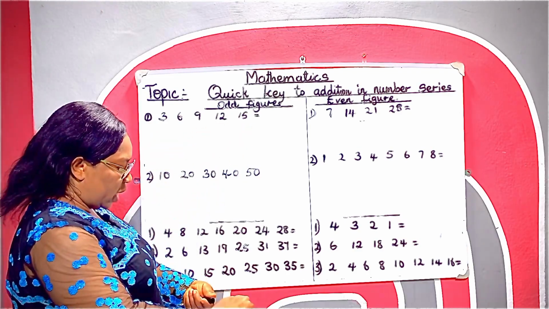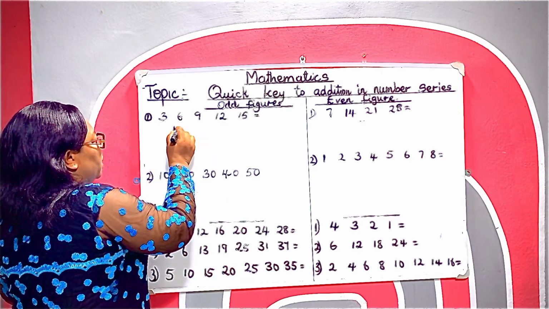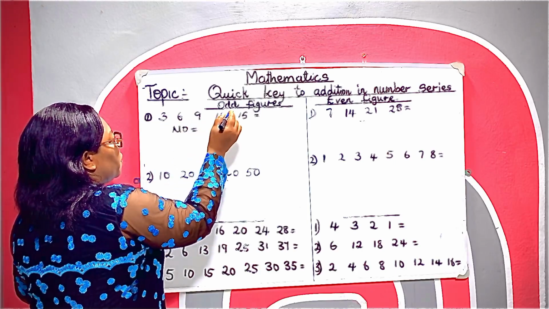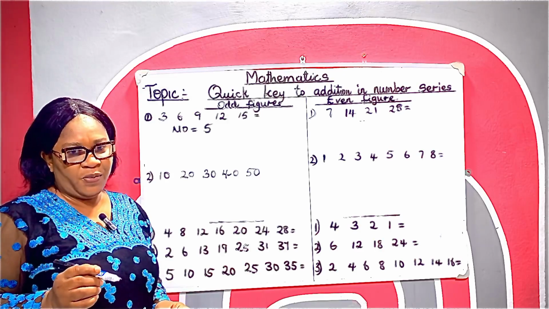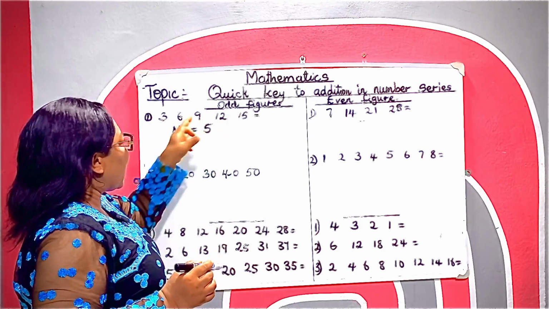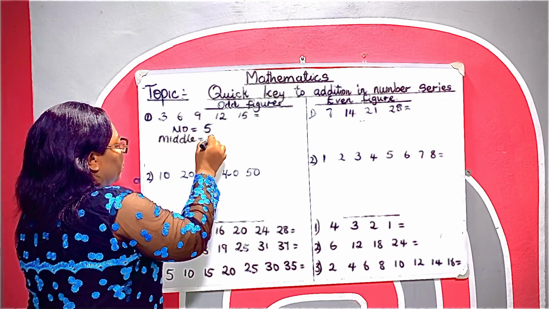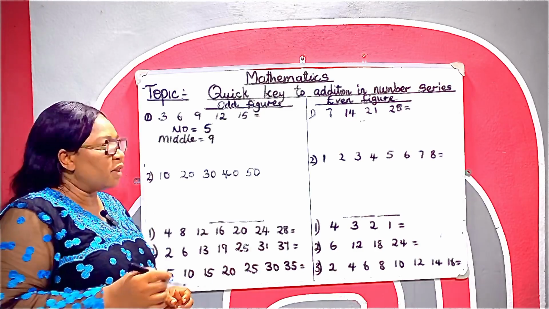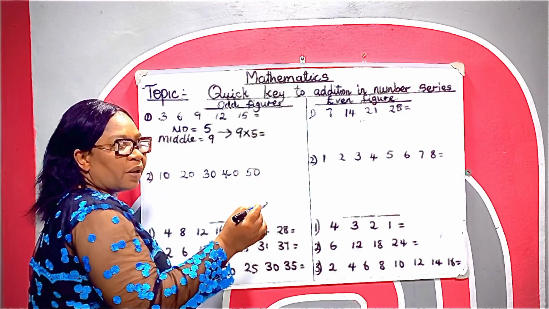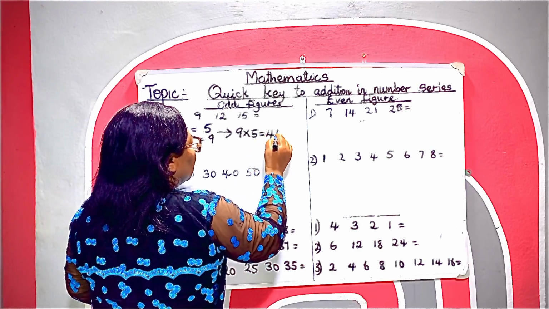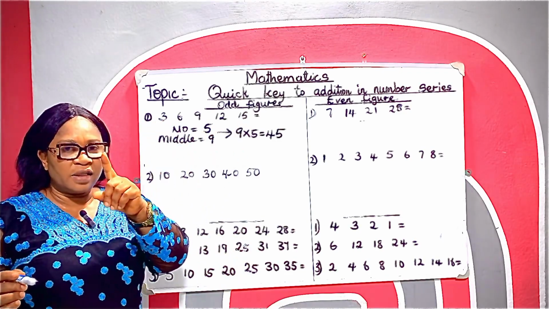So how do you do this quick addition series? You first of all get the number of the series: 1, 2, 3, 4, 5. The number of the series is 5. Then you ask which number is in the middle? 1, 2, 3, 4, 5. 9 is in the middle. And then you say 9 times 5. That will give us 45. When you add all those numbers, you're going to get 45.